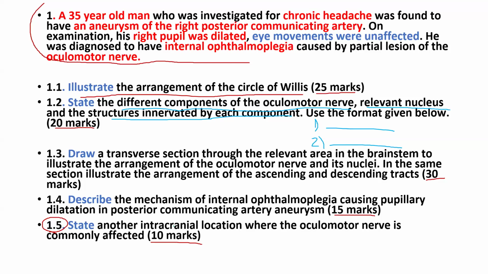So definitely there will be a pupillary dilatation because the function of the oculomotor nerve is to constrict the pupil. Okay. So once the function of the oculomotor nerve is lost, what will happen? The opposite action will be increased, then pupillary dilatation will be there. Like that, we have to balance and answer that question.